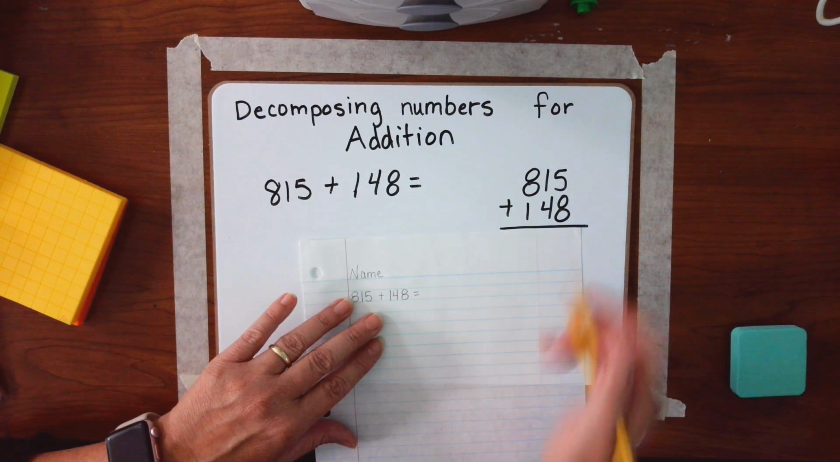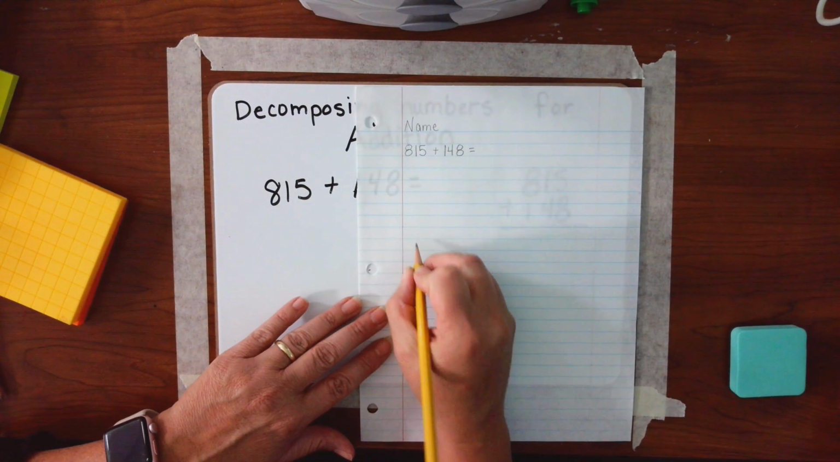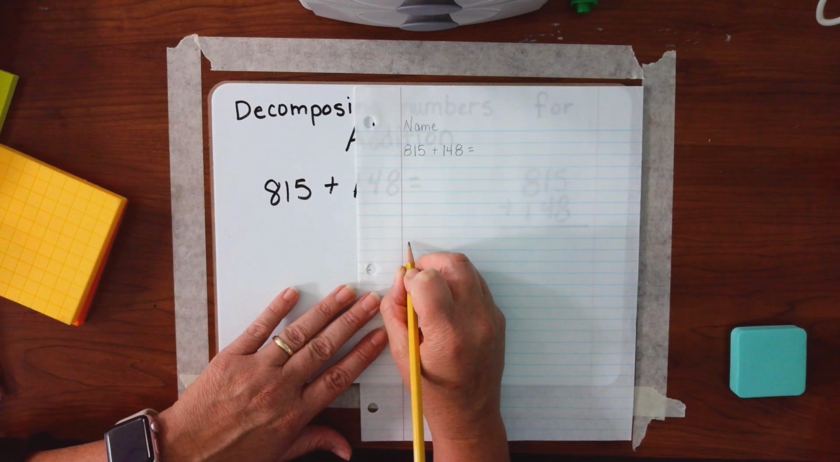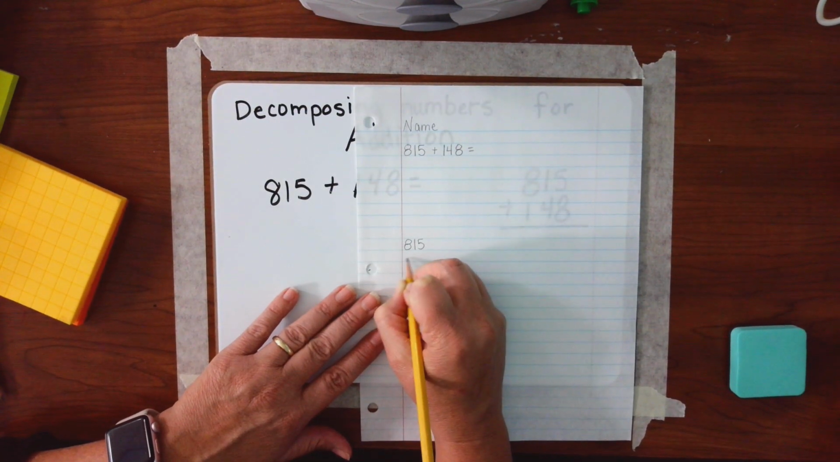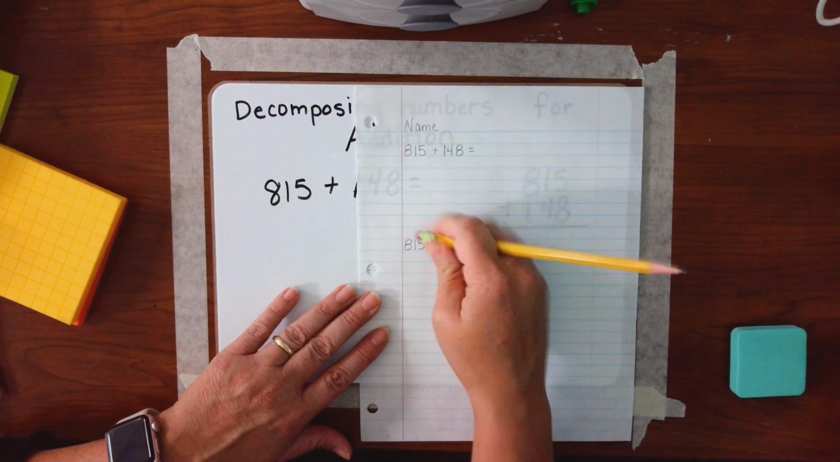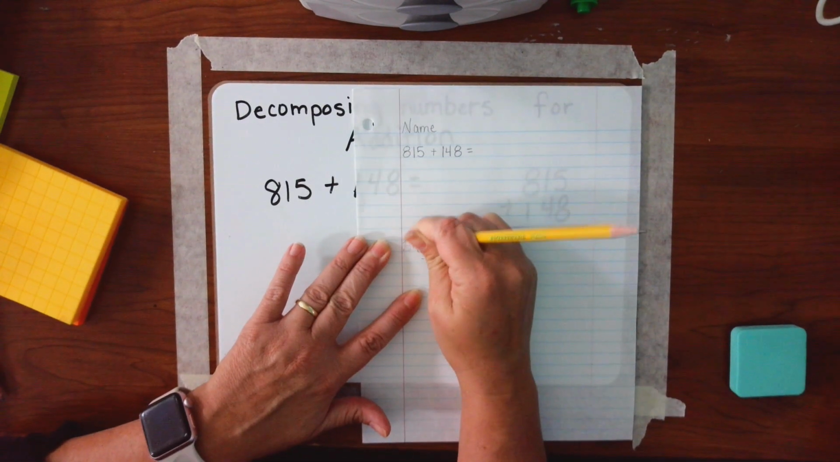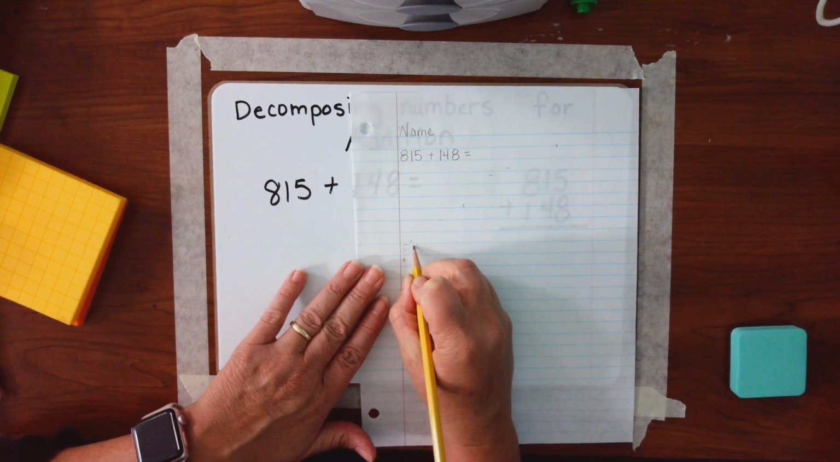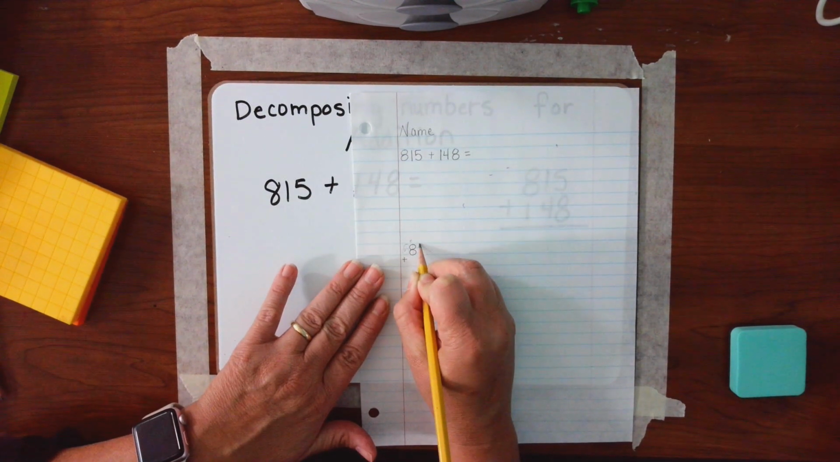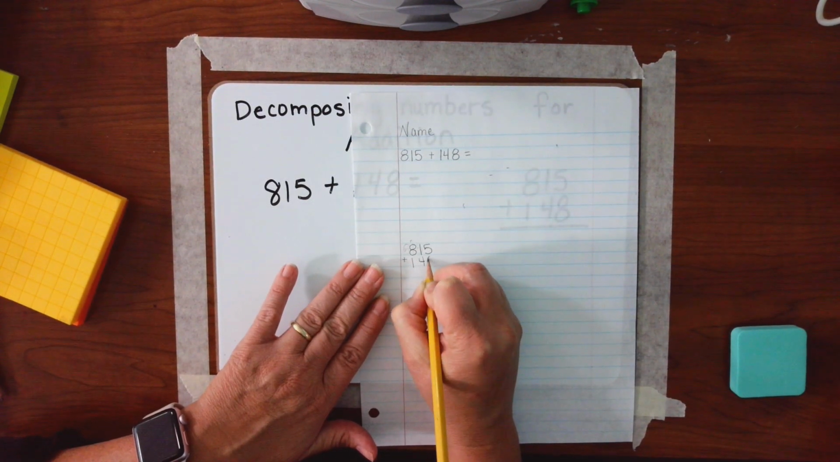Now, if you were going to write it this method, I'm going to go down the paper and rewrite it, because you do not have to do it both ways. I'm going to put 815 plus, and I probably shouldn't have done that close. Now that I realize it, I'm going to erase it. I should not have put it that close because I need to be able to put my addition sign. Then I'm going to put my 815, and I'm going to put 148.